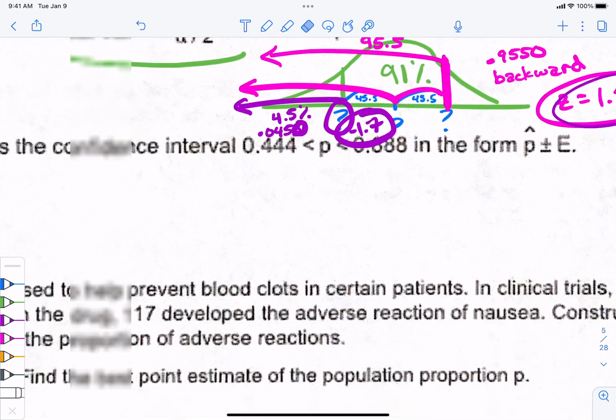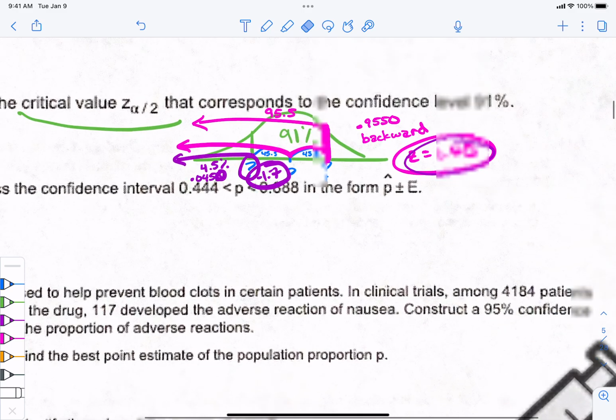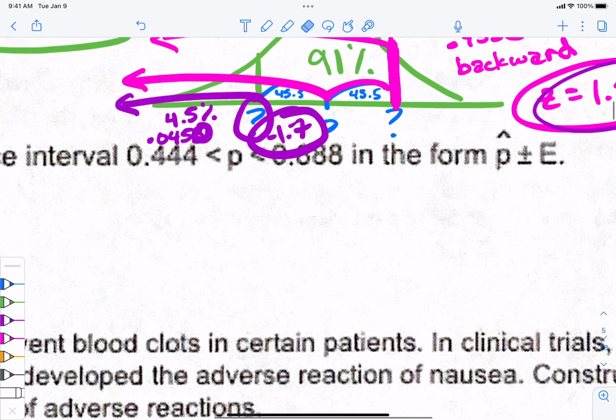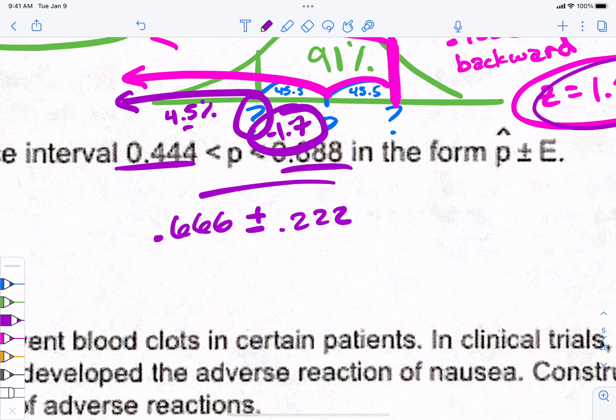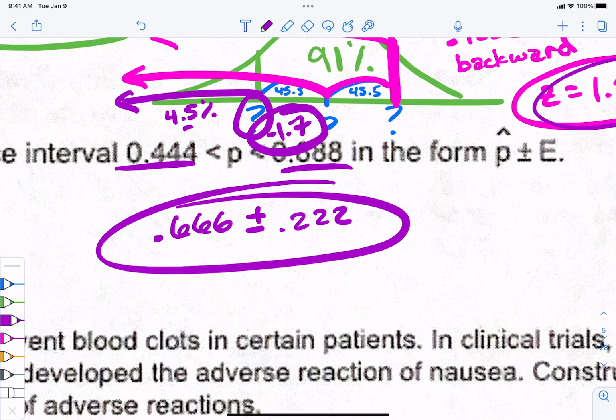On the next one, express it as p hat plus and minus the error. So find what p hat is. Okay, p hat is 0.666. And plus minus 0.222. That's how you get these numbers. I think that's just how they worded it.